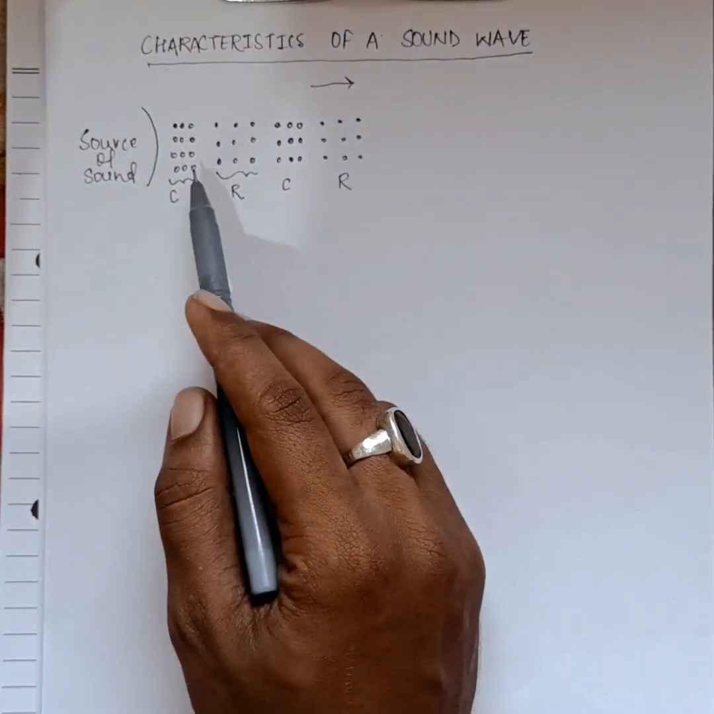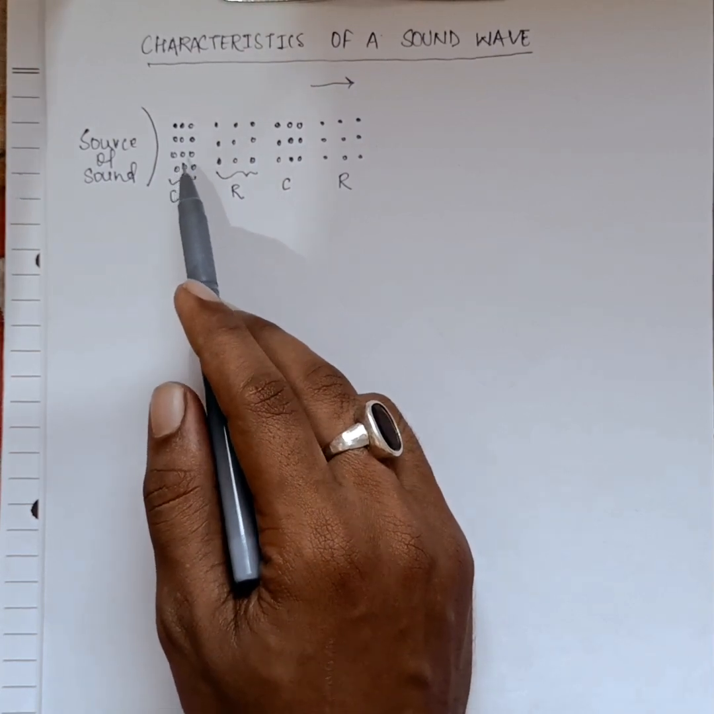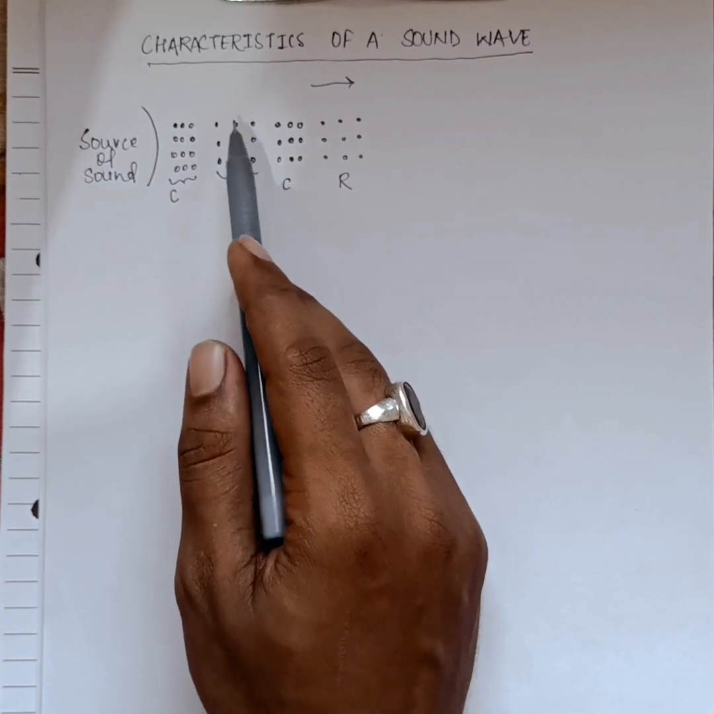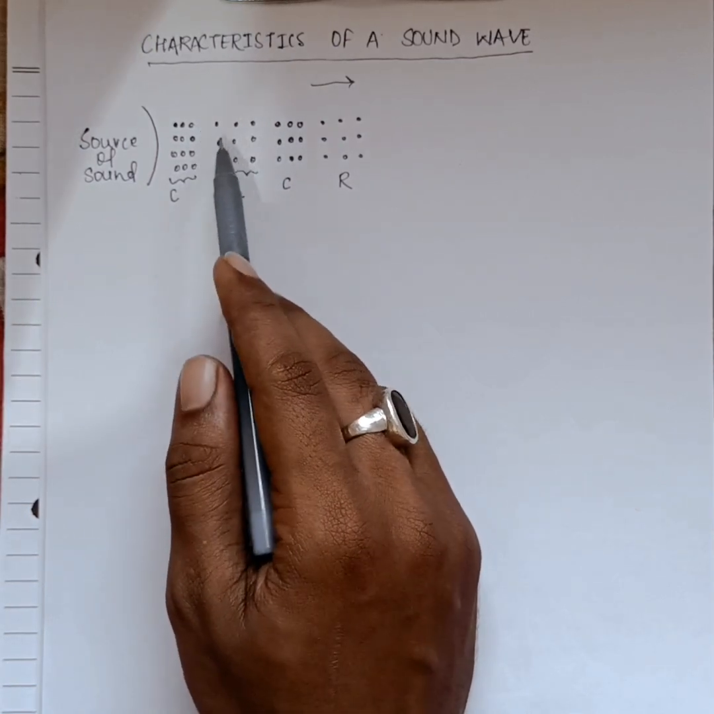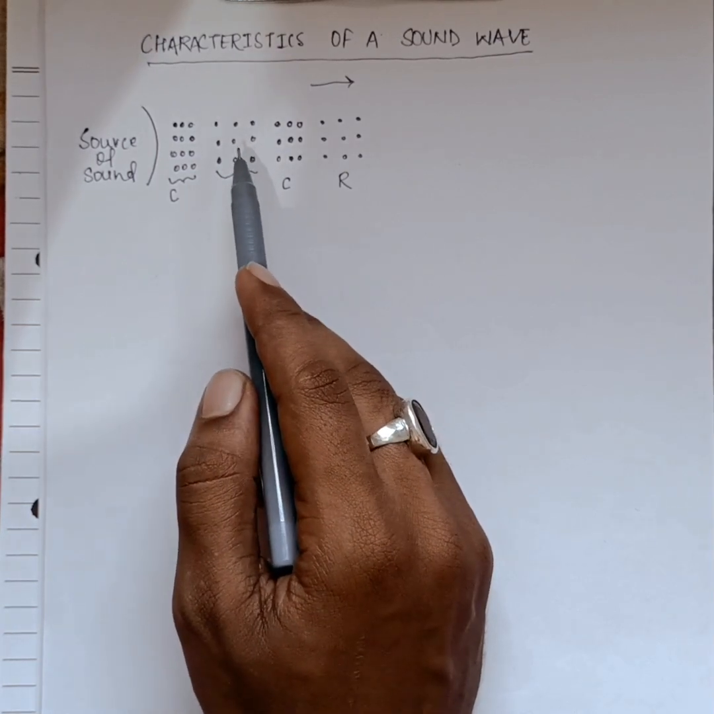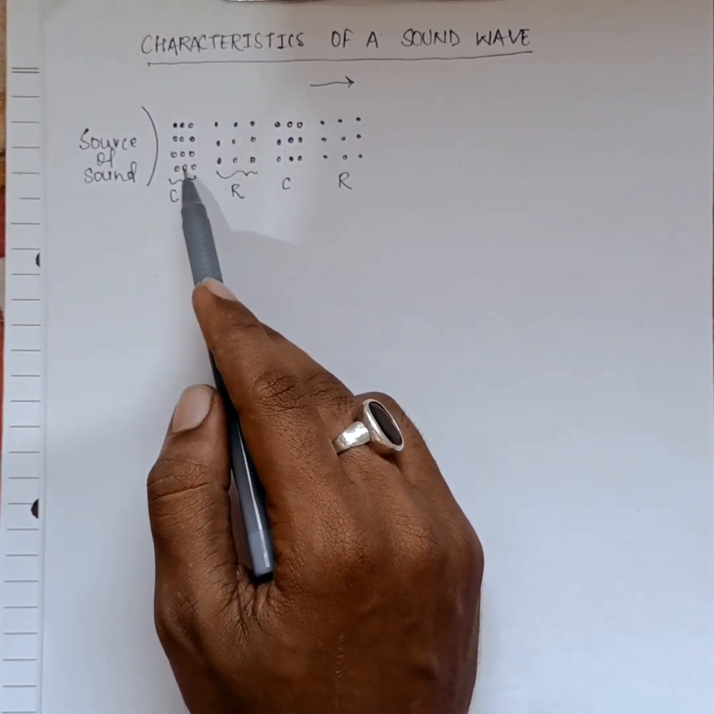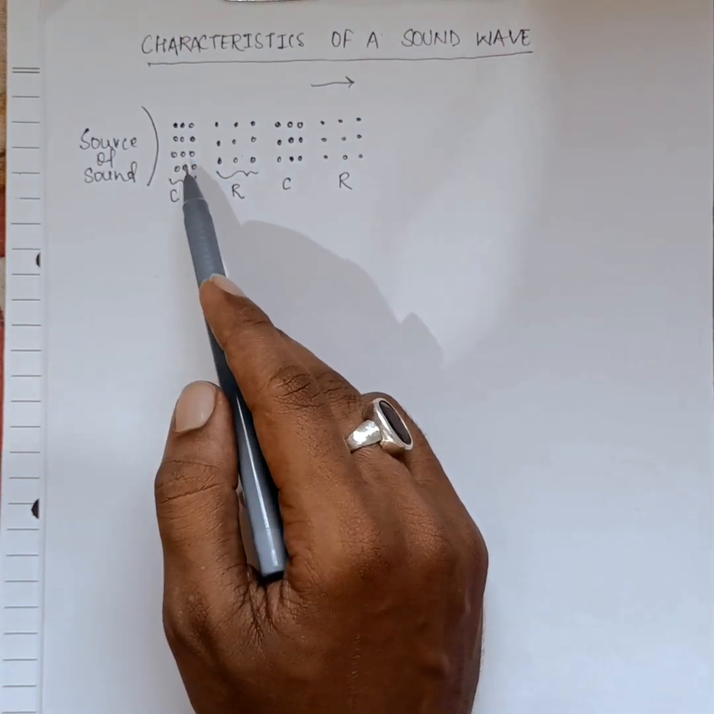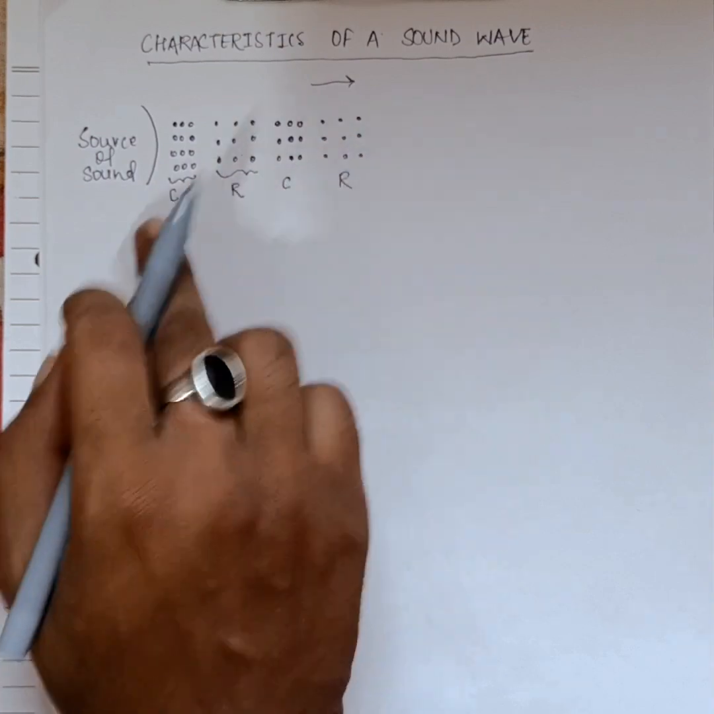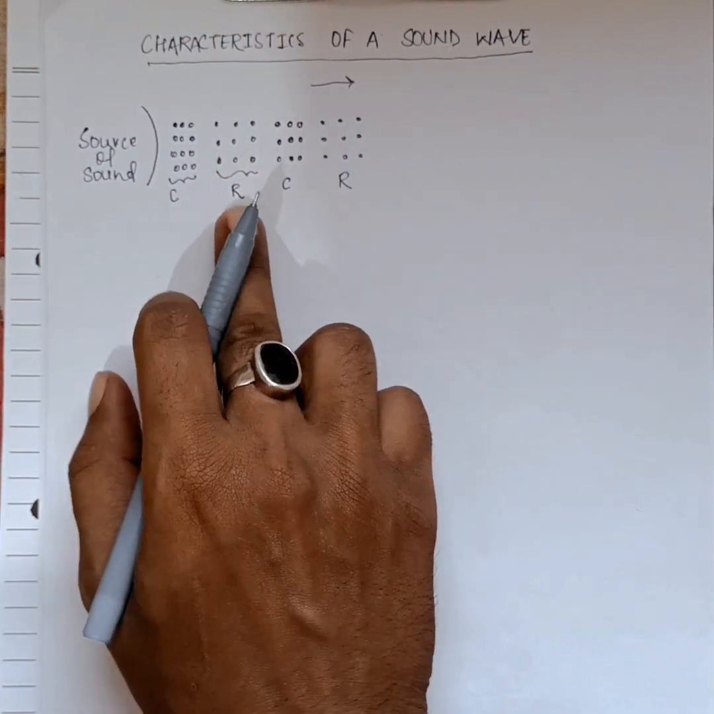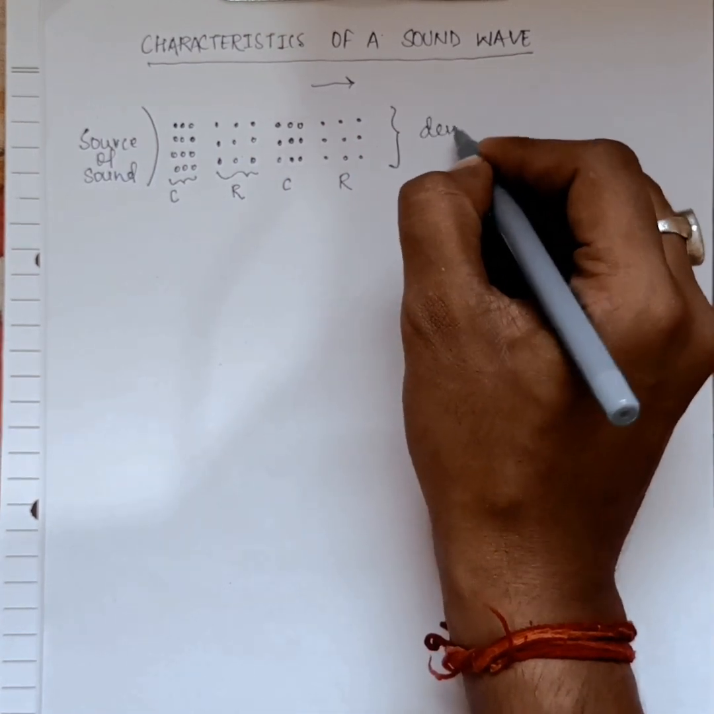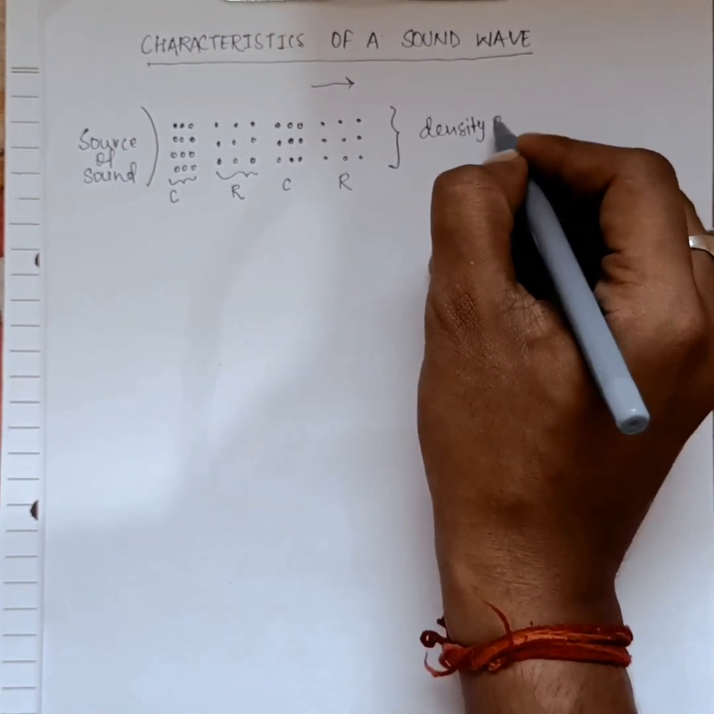What happens over here is that the number of molecules is increasing in a small region. Here the number of molecules is constant, but the volume is increasing. Therefore, here the density of the molecules is less, and in this region the density of the molecules is more. So this is the formation of the compression and rarefaction regions when we talk about the density of the molecules.